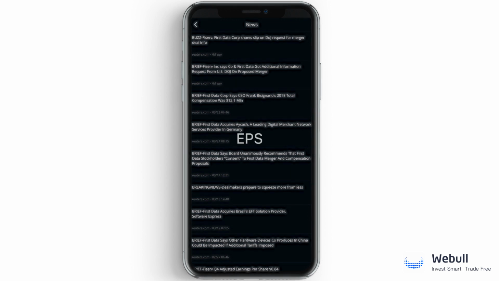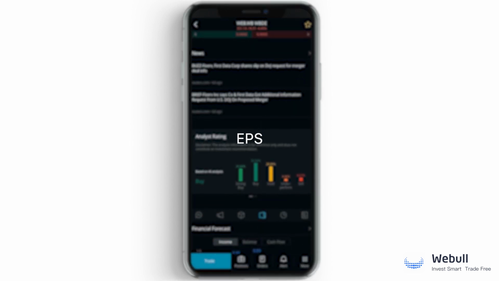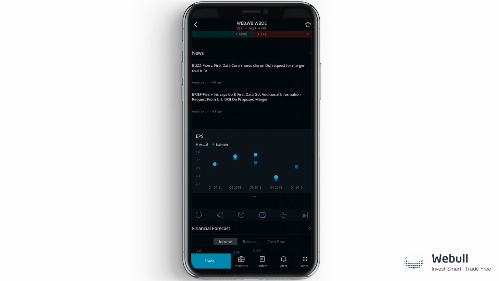Let's go over earnings per share. What is earnings per share? Earnings per share, commonly referred to as EPS, is the portion of a company's profit allocated to each share of common stock and serves as an indicator of a company's profitability. It is worth noting that EPS does not mean dividends. As shown in the chart, Webull provides actual EPS, average EPS in the last 4 fiscal quarters, and the estimated EPS in the coming fiscal quarter.